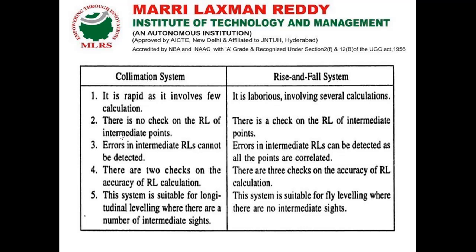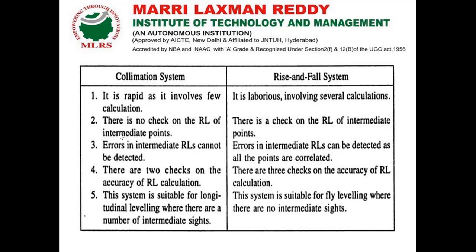But in the rise and fall system, there is continuity from the first reading to the last reading, that means from the first backsight reading to the last foresight reading. So if there is any error in the intermediate sights, it automatically affects the entire calculation, so we have to recheck from the first reading to the last reading, which makes the process very tedious. That's why we use this method in fly leveling.